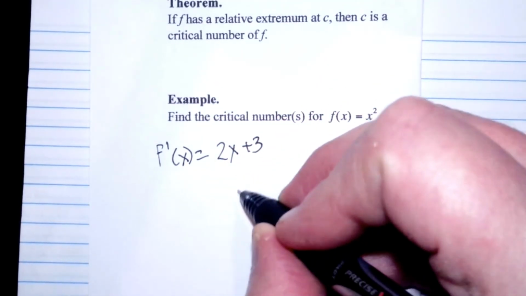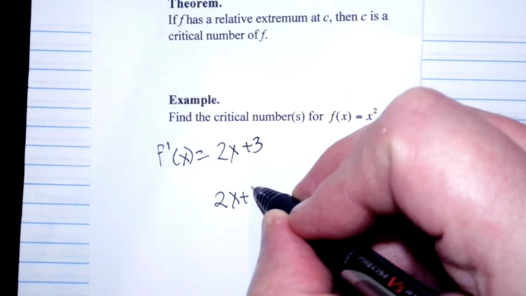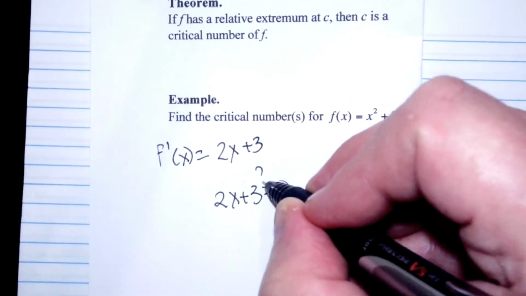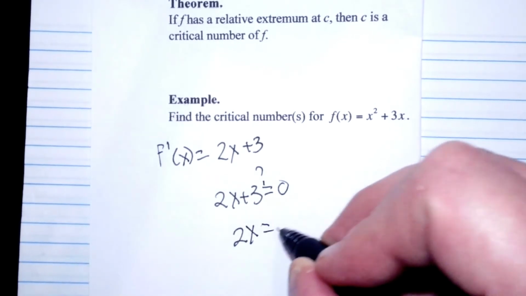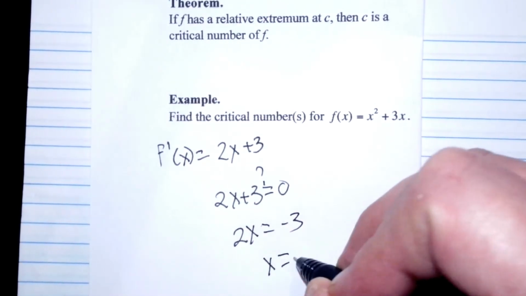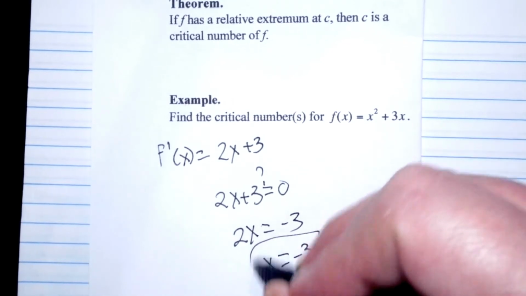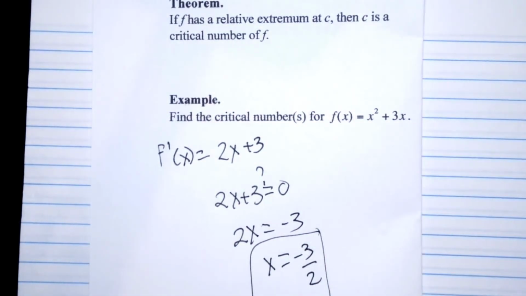Well, are there any places where 2x plus 3 equals 0? There certainly is. There is one. x equals negative 3 halves. That's the only critical number.